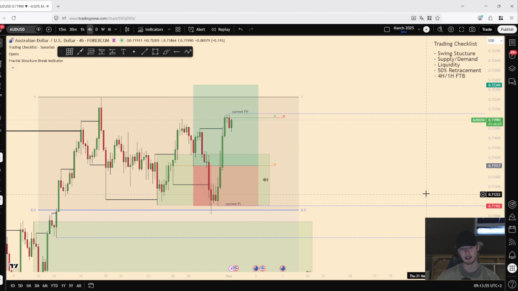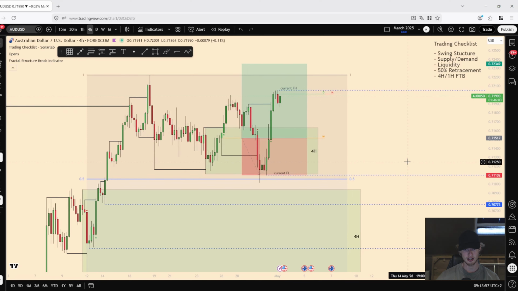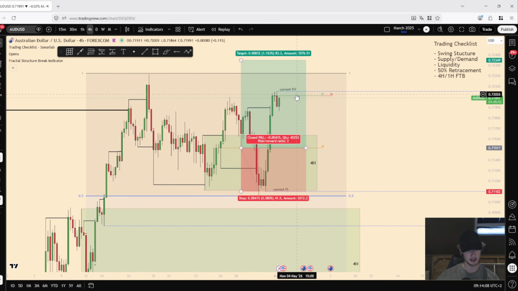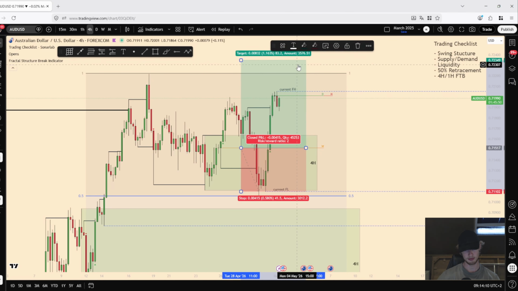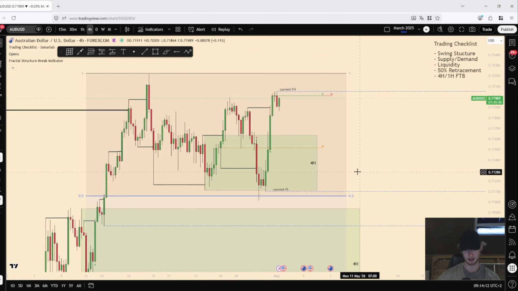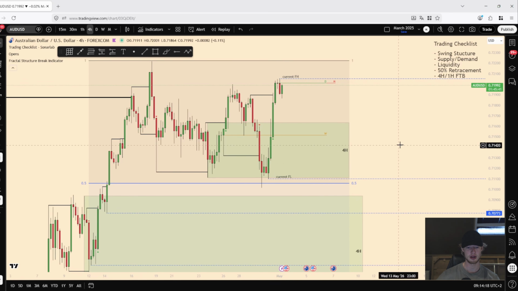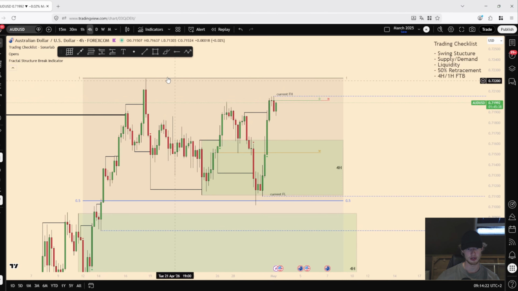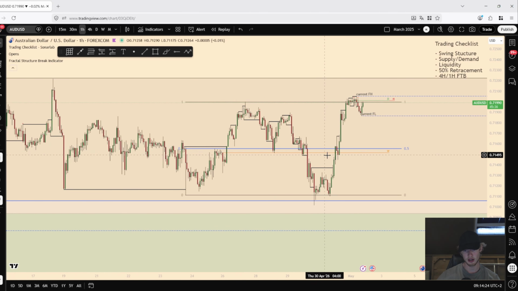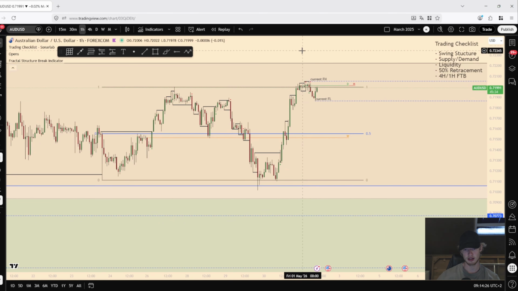Then we have AUD USD. AUD USD took us out of the position, perfectly tapped the 0.5, tapped in towards this little demand zone over here, and then pushed back out higher. So yeah, that's just really unfortunate for my position. But once again, we tapped the 0.5 into discount prices, and then we now saw a break in towards the upside.